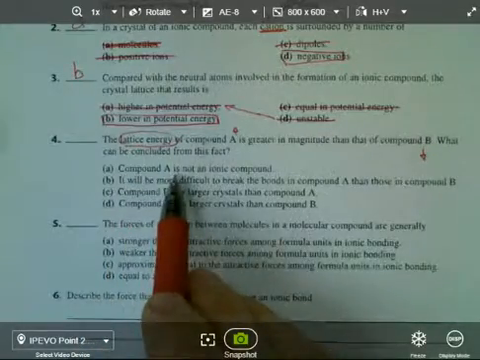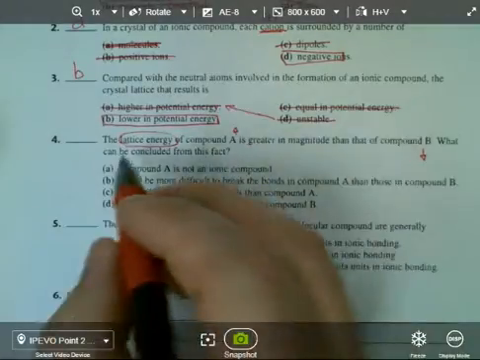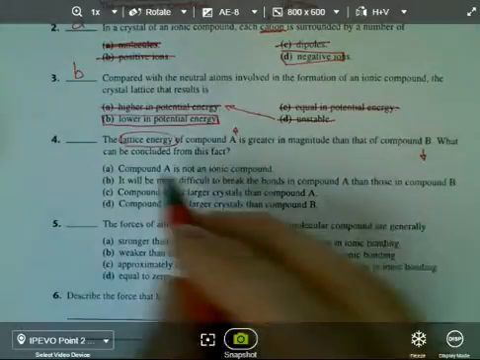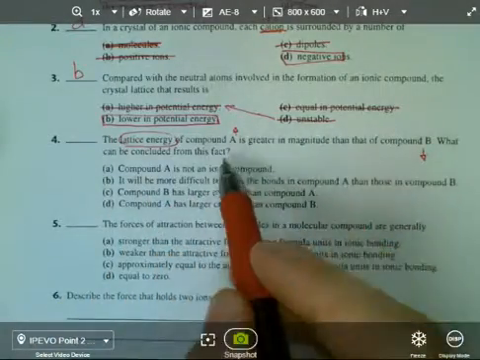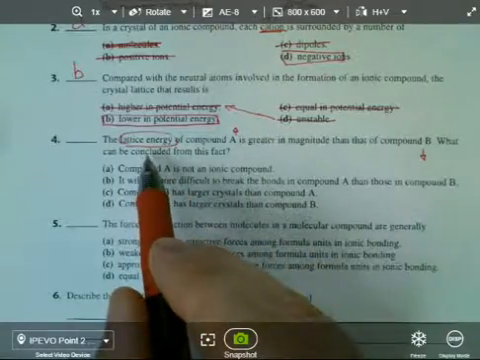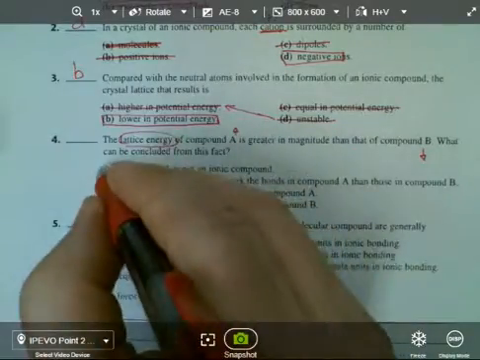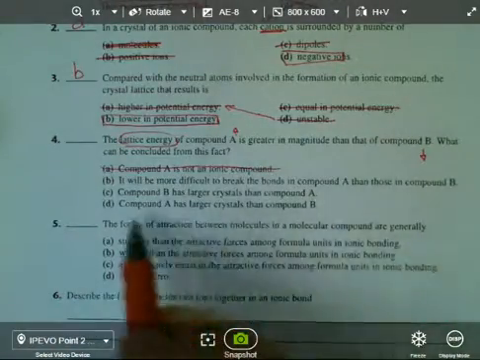Compound A is not an ionic compound. Well, that's probably not going to be true, because what we should be learning from the reading is that ionic solids, ionic crystals, have some of the strongest bonds that we see in nature, and so having a high lattice energy is consistent with being an ionic solid, so that's not something that we would conclude.